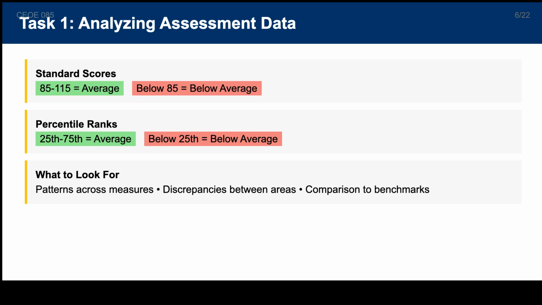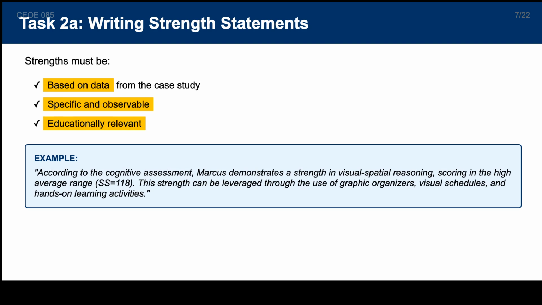For Task 2, you identify strengths and needs. Let's start with strengths. Every strength statement must be based on actual data from the case study. Don't make things up. It must be specific and observable and educationally relevant. Here's an example. According to the cognitive assessment, Marcus demonstrates a strength in visual spatial reasoning, scoring in the high average range with a standard score of 118. This strength can be leveraged through graphic organizers, visual schedules, and hands-on learning activities. Notice how I cited the specific score and explained how to use the strength instructionally.